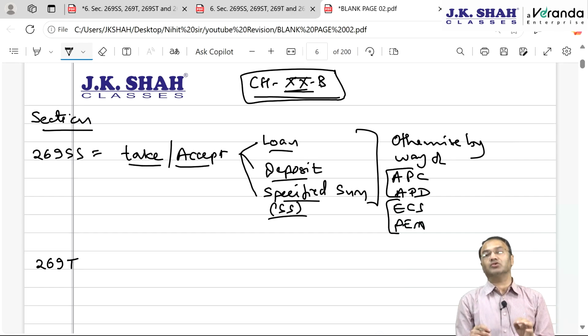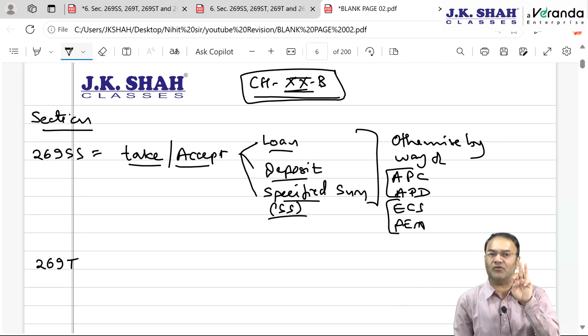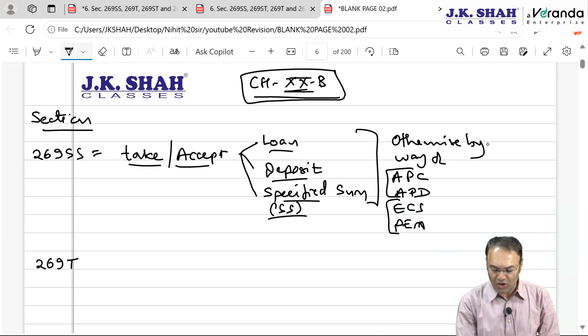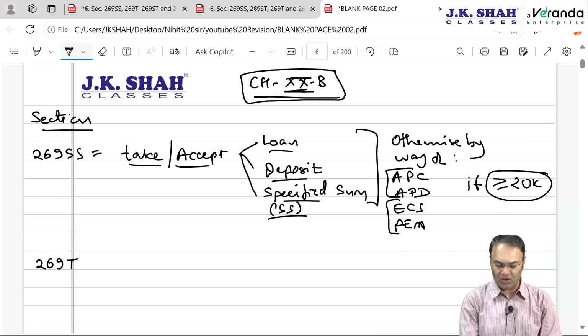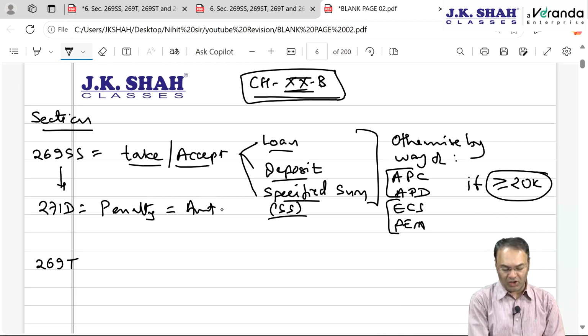Meaning thereby, the transaction should not be by way of cash, should not be by way of bearer check, should not be by way of cross check which is not an account payee check. Only a cross check is also not fine. Cash not fine, bearer check not fine, and cross check not fine. Otherwise by way of so and so, if the amount is 20,000 or more. Otherwise, if there is a violation, there will be penalty under section 271D. Penalty will be equal to the entire amount of loan, deposit or specified sum.